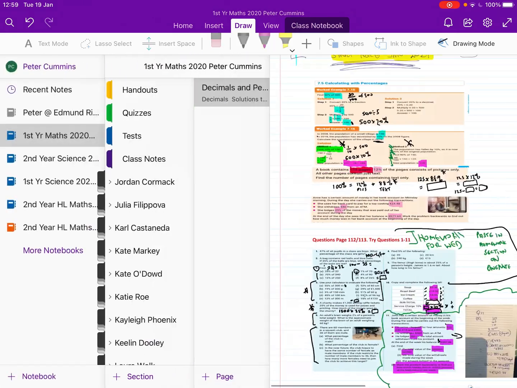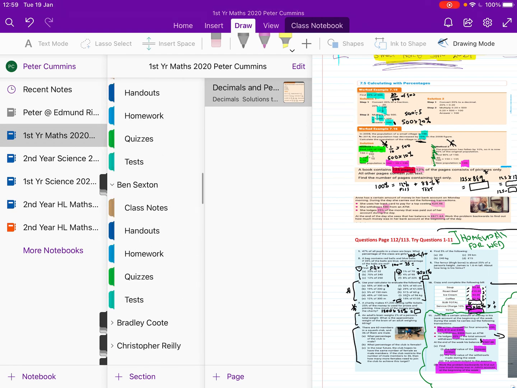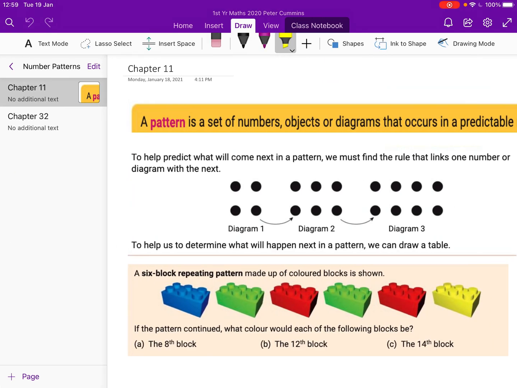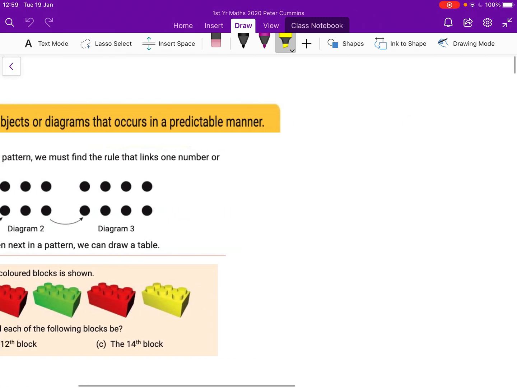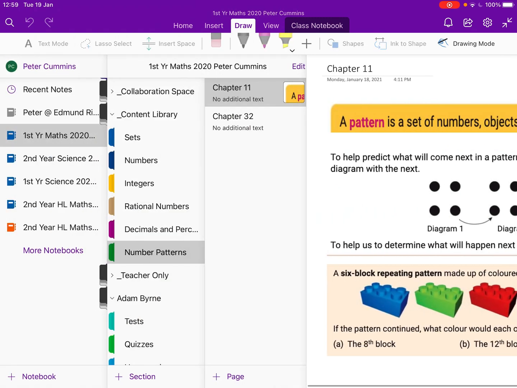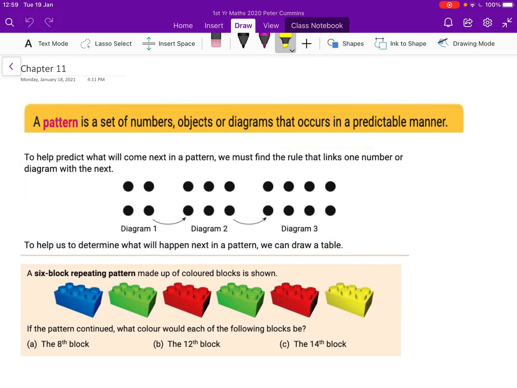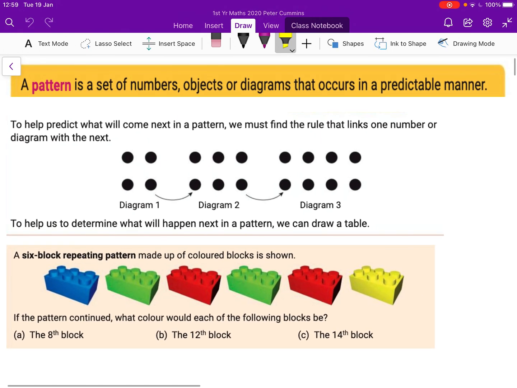But we're going to go out of there for a second, and I'm going to go into a new folder that I've made for you. I have made a new folder here called Patterns, and Patterns is chapter 11 in the book. There's actually 2 chapters in it. I made 2 folders, but I haven't put it in the second one yet. Chapter 32 is a different type of patterns, but we'll get to that later on. We're going to focus on chapter 11 for the moment. And a pattern is a set of numbers, objects, or diagrams, or pictures that occur in a predictable manner.